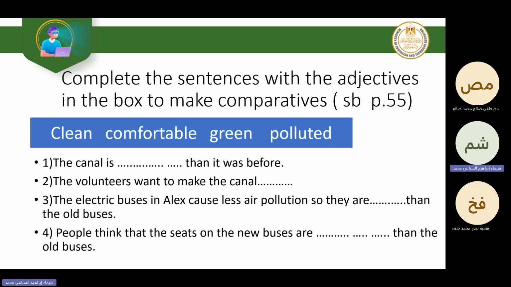Let's do number 2. The volunteers want to make the canal blank. Yes, cleaner. Number 3. The electric buses in Alex cause less air pollution. So they are blank than the old buses. We are comparing here between the electric buses and the old buses. Of course, the electric buses are, yes, greener than the old buses.